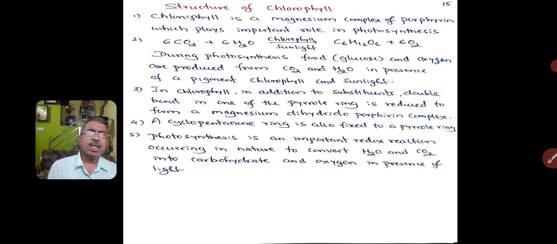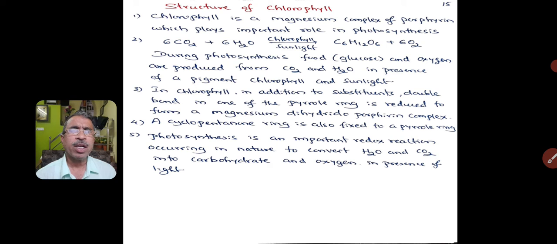Now coming to the structure of chlorophyll. Chlorophyll is a magnesium complex of porphyrin, which plays an important role in photosynthesis.